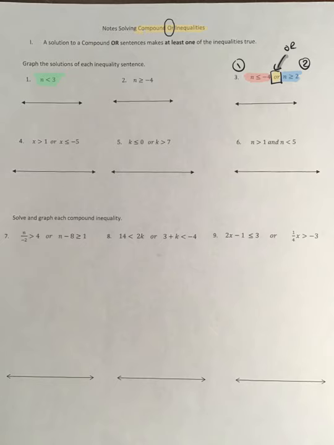So again, number one is not a compound sentence. It's just a regular inequality, and it says all numbers less than 3. All numbers less than 3 would be an open circle and everything to the left. Right now we're just graphing the solution sentence, the numbers that would make the sentence true.